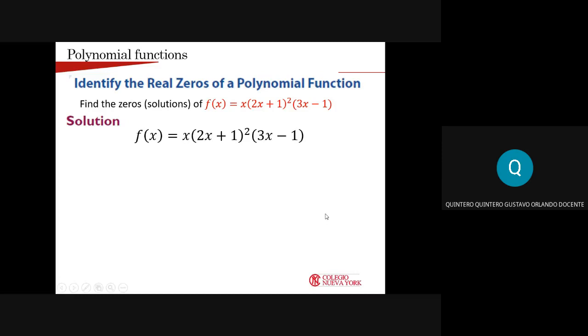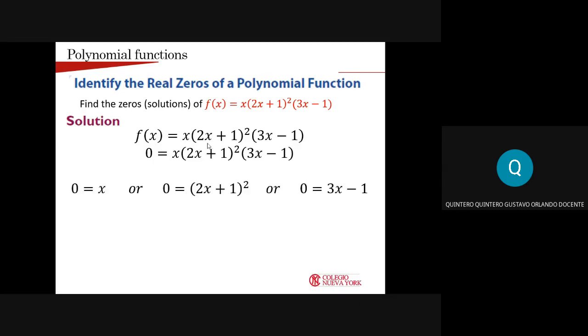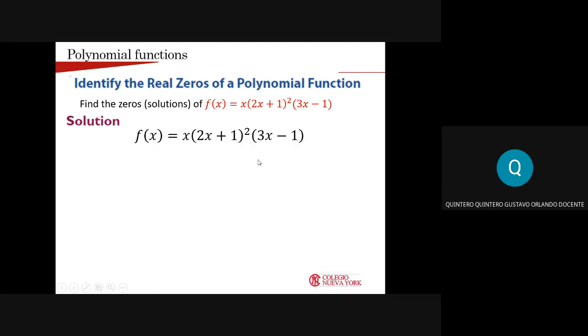The first step, guys, I told you before, is that instead of f parenthesis x parenthesis, we are going to write a 0. Everything else stays the same. From here, we will find the solutions, the zeros. But how? It's pretty simple. Just split these multiplications and equal them to 0.